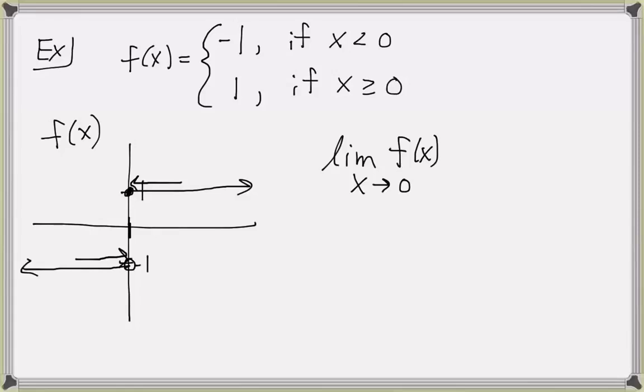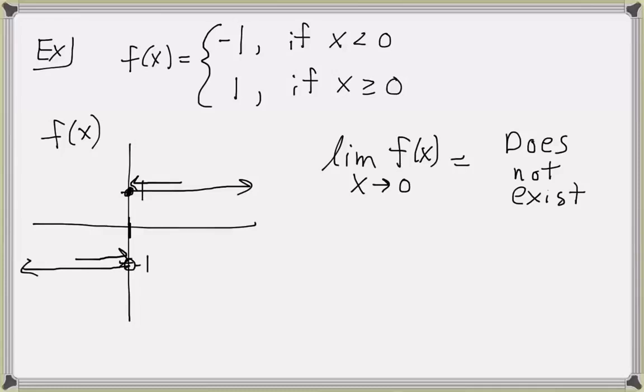Since the limit from the left is -1 and the limit as x approaches 0 from the right is +1, we can't say that this function has a limit. So in this case, we say this limit does not exist. It can happen that the limit of a function as x approaches a number does not exist. And here's an example of how that could happen.